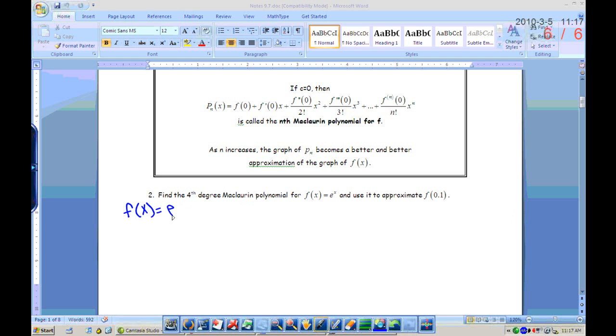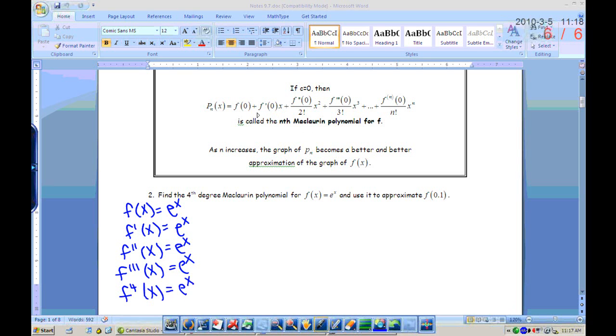So f of x is e to the x. F prime of x is what? E to the x. F double prime of x is e to the x. The third derivative is still e to the x. And the fourth derivative, once you get past usually the third derivative, you can just put the number up there. So f4 of x is e to the x.